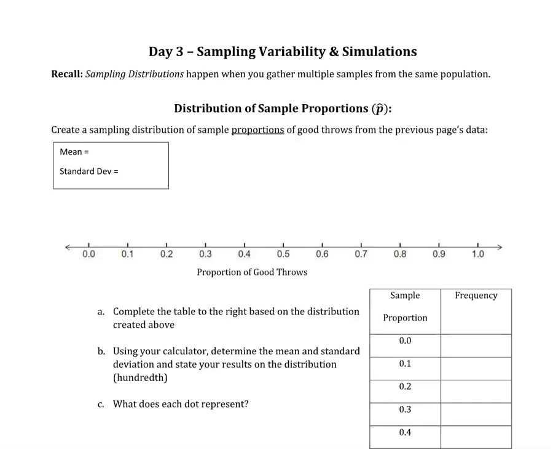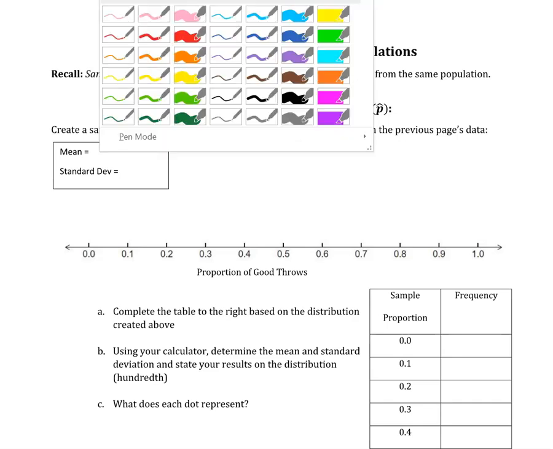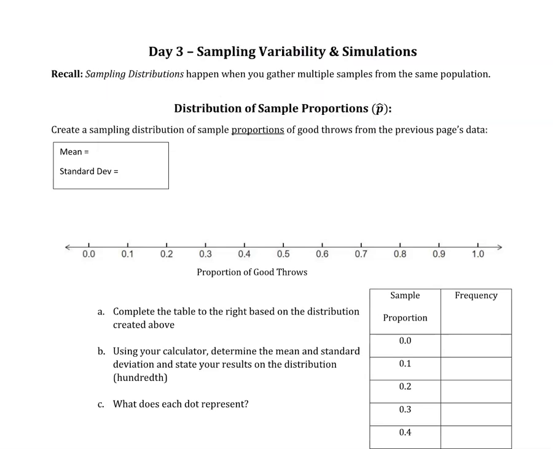All right, guys, welcome to day 3 of our statistics notes, so Unit 14 for Algebra 2R. Today we're going to talk about sampling variability and simulations. We'll also construct a distribution of sample proportions as well as a distribution of sample means.